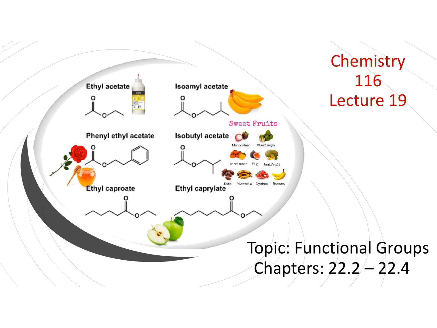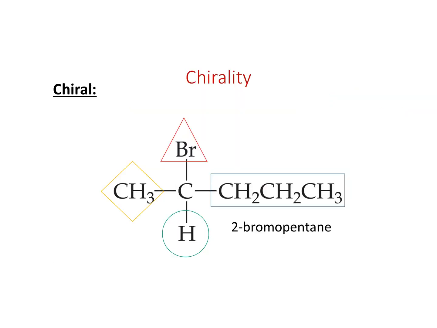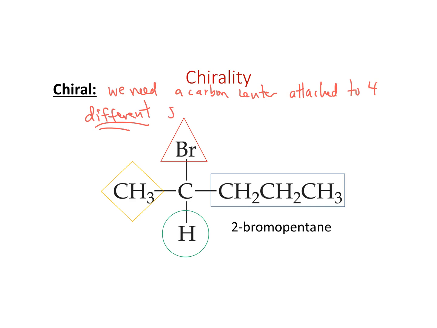The last part of this module is part of what I think really makes organic chemistry interesting, and that is chirality. So chirality, in order for something to be chiral, we have to have a carbon center that's attached to 4 different substituents. So in order for something to be chiral, we need a carbon center attached to 4 different, and this is the key, substituents.